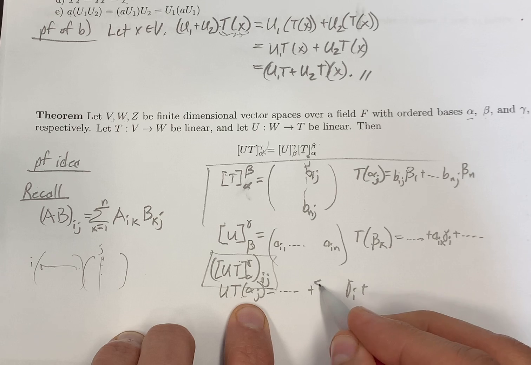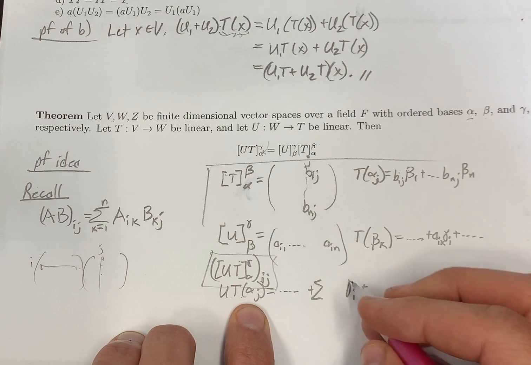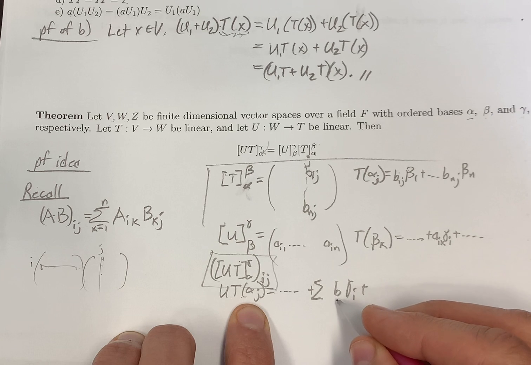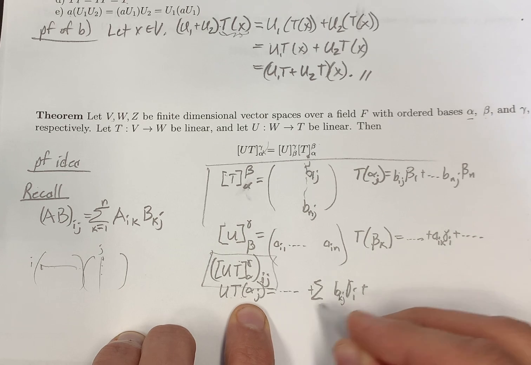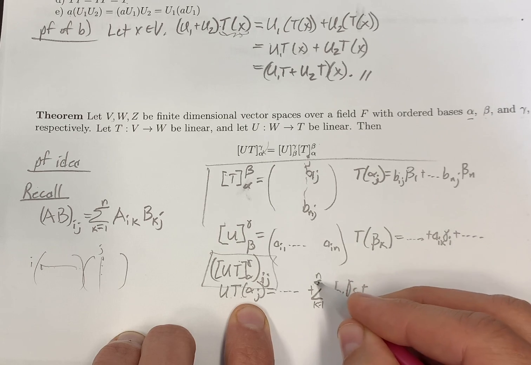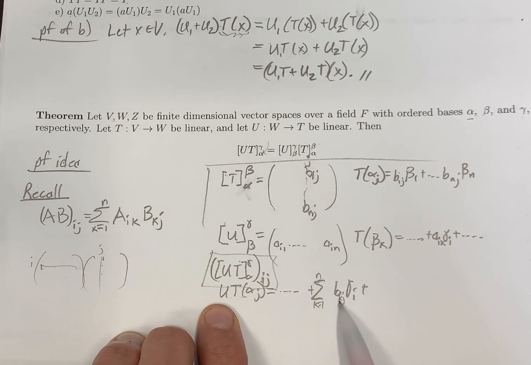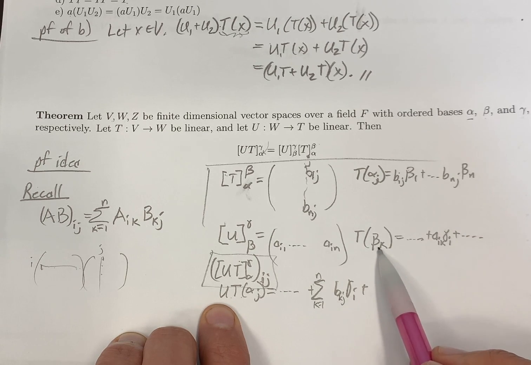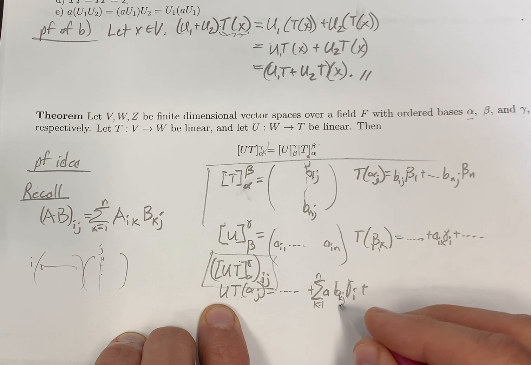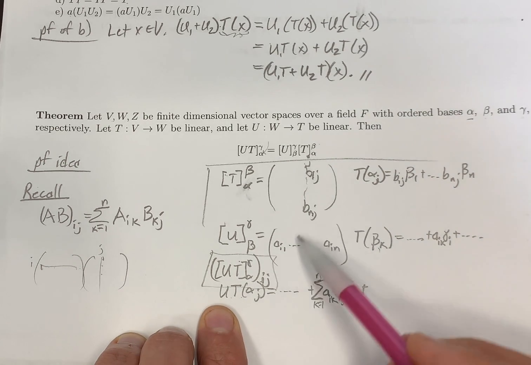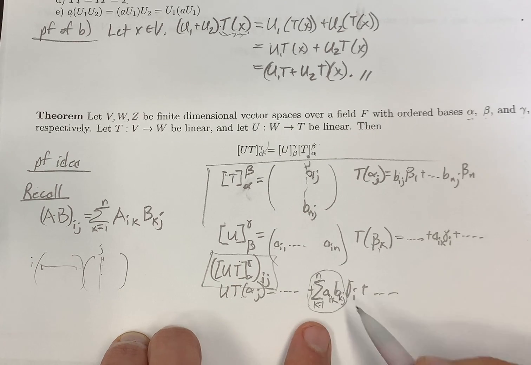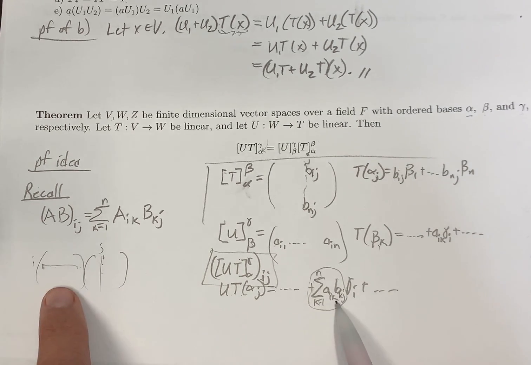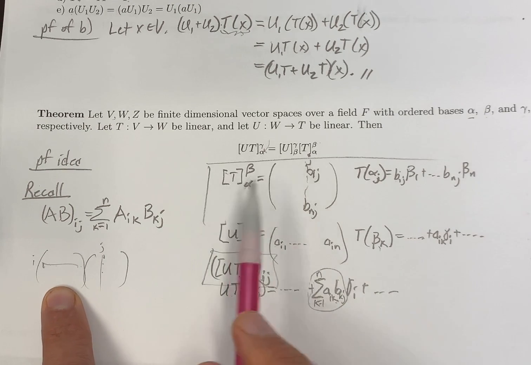Well, T of alpha j is going to be this thing in here, right? It's going to be the sum of the b_kj's for k equals 1 to n, and then U of each of these terms is going to take that beta, put it in here, and get out a_ik, right? It's really the matrix multiplication. It's this row times that column. That is going to be exactly the ij coefficient, and that's exactly matrix multiplication. So that's why this theorem is true.